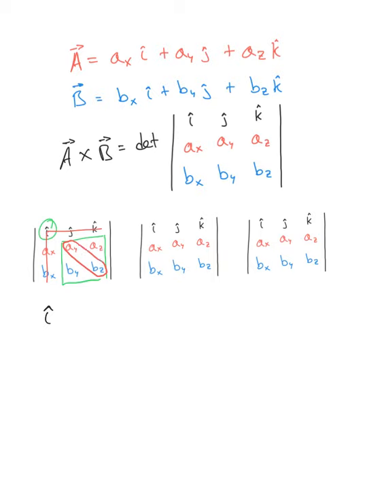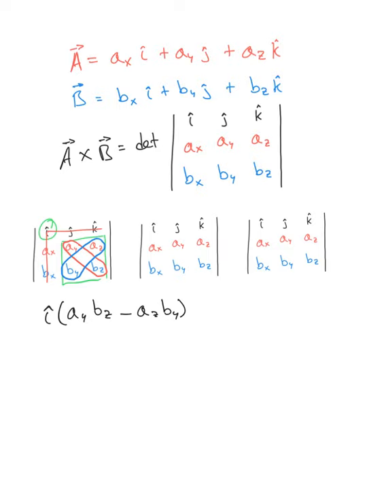So we multiply these two together. That is AY times BZ. And then we subtract these two components together. That is minus AZ multiplied by BY. So our first of our 3 matrices gives us the i hat component of the result of our cross product.